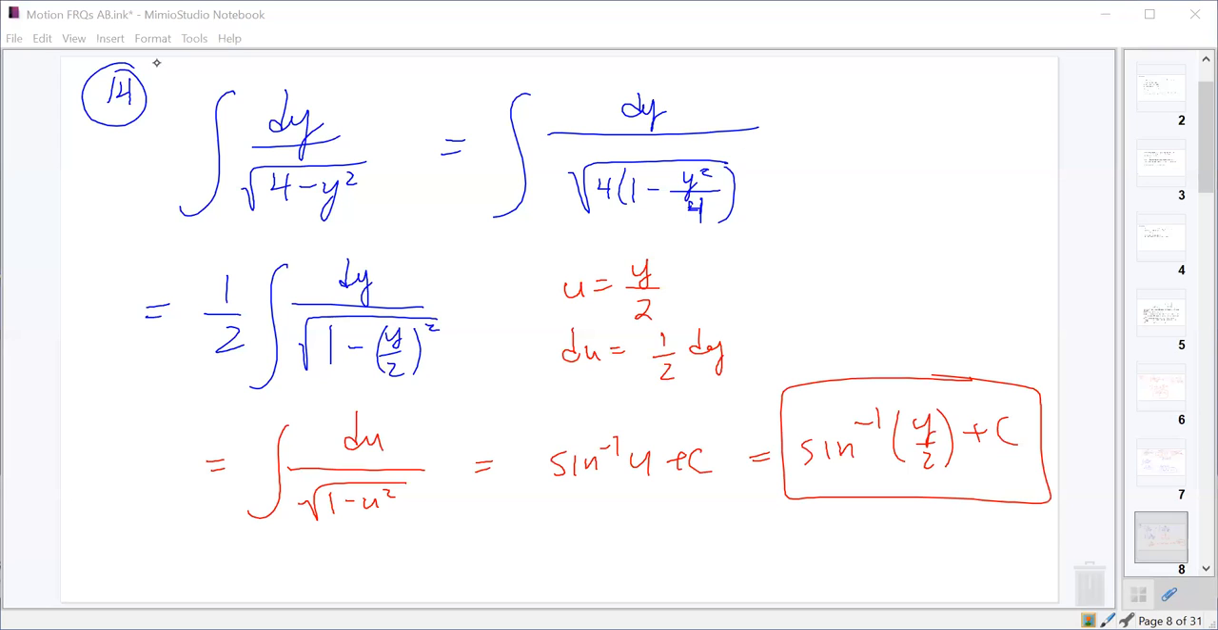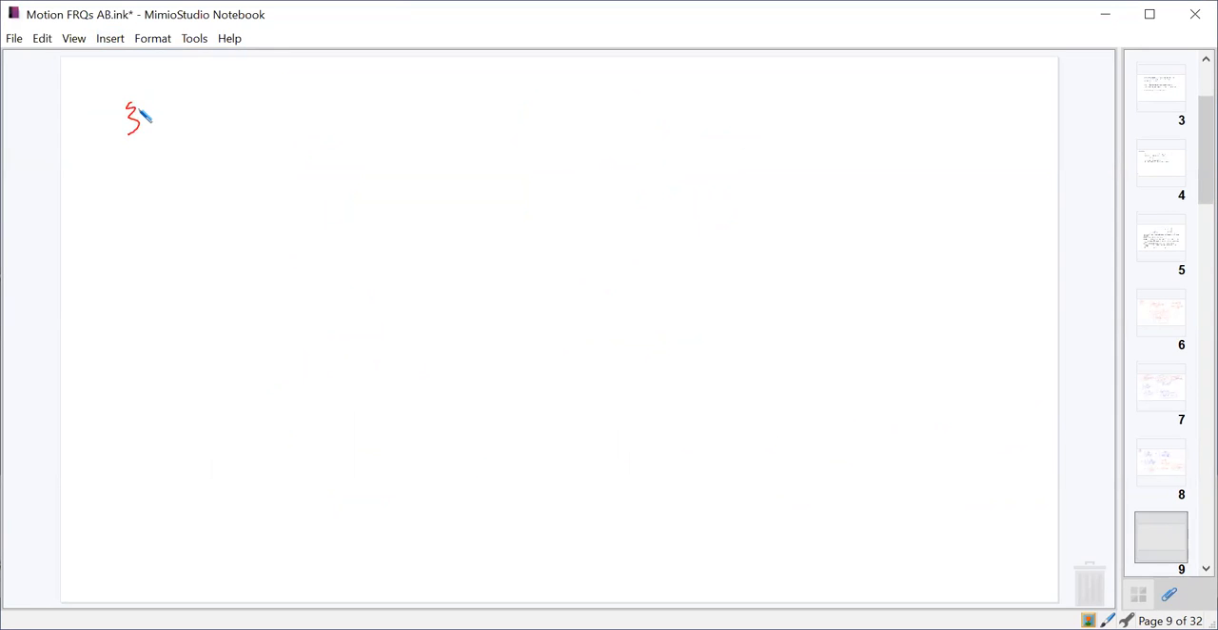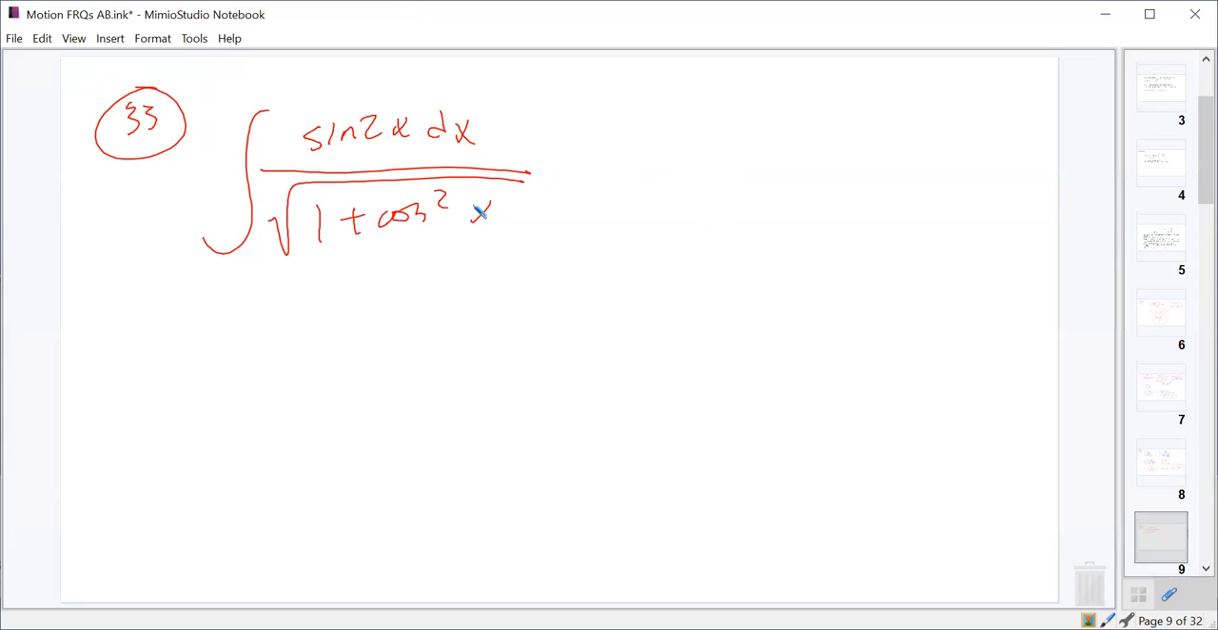33. Yeah, 33 was the next one. So 33 says an integral of sine 2x dx over square root of 1 plus cosine squared x. Any thoughts on how we might deal with this one? We're going to need a u substitution. What should we let u equal?